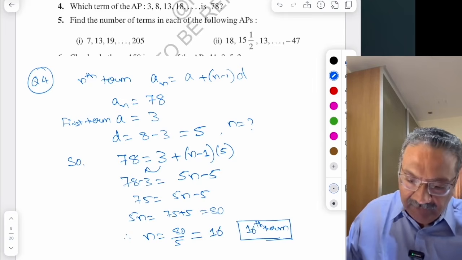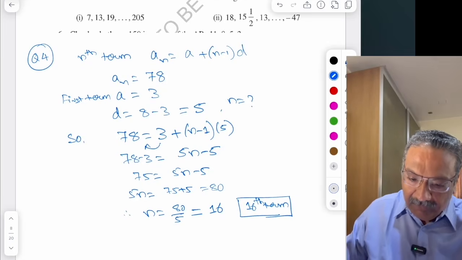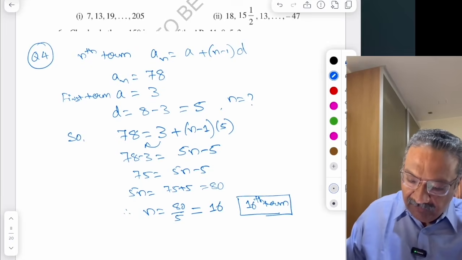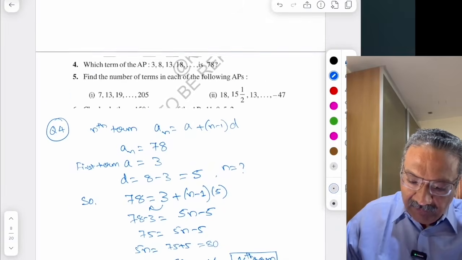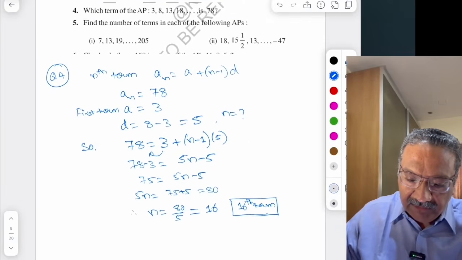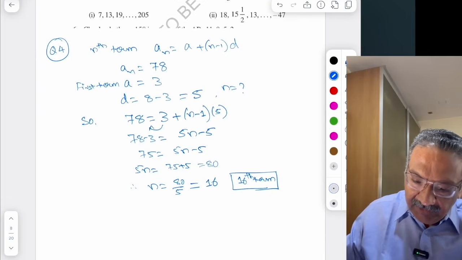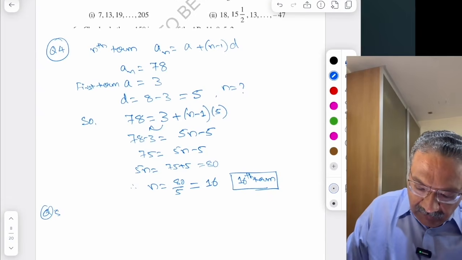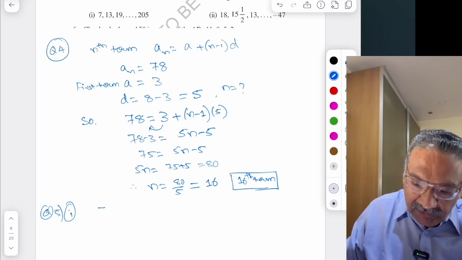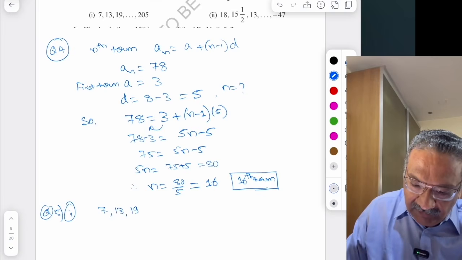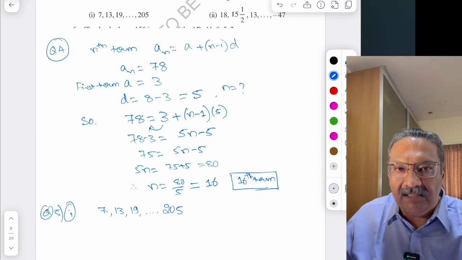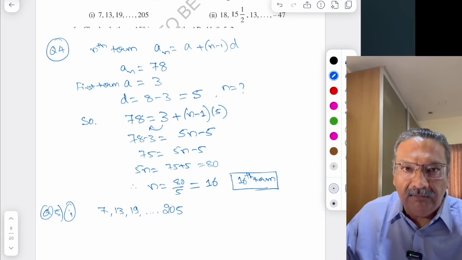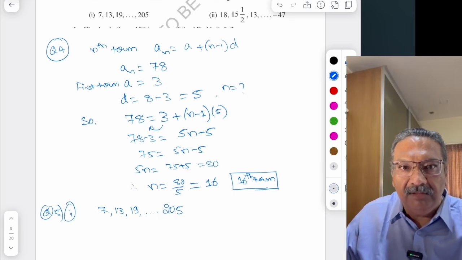Next, let us come to the 5th question, part 1. Find the number of terms in each of the following AP. They are asking how many number of terms there are. It is a finite AP. So let us take the question 5 part 1. The AP is 7, 13, up to 205. Number of terms is nothing but the last term. So here we have nth term. N is the number of terms.